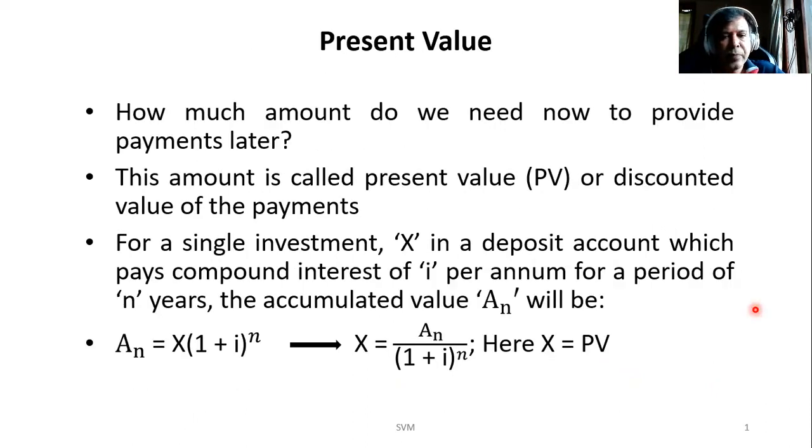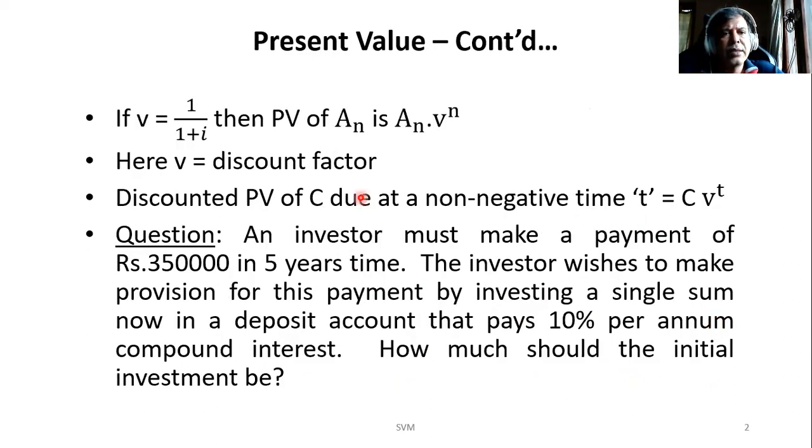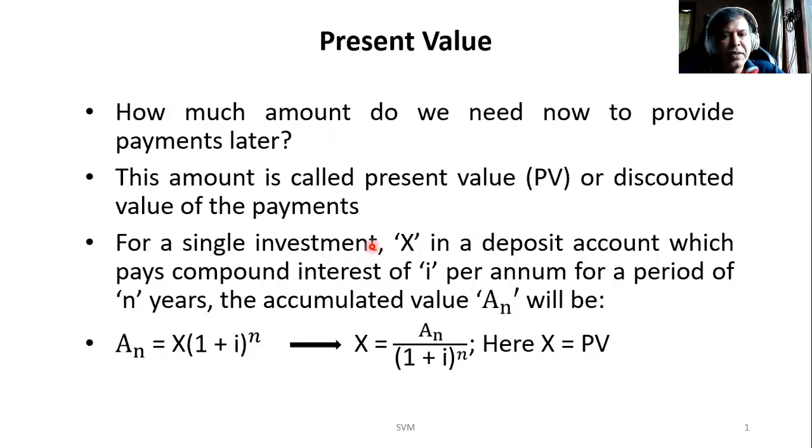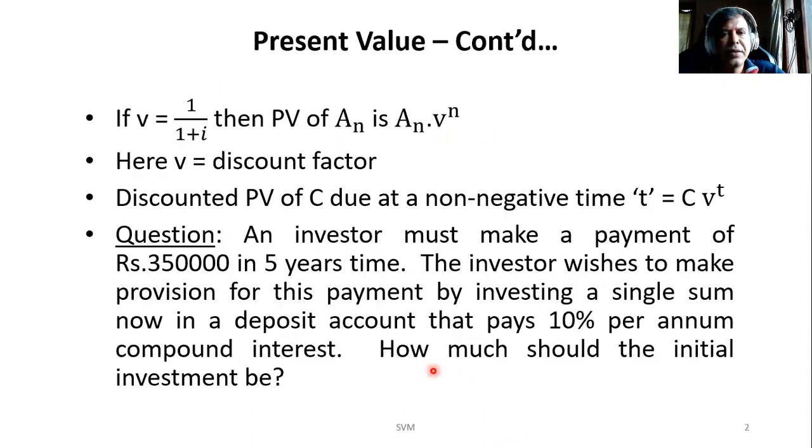Now, in this case, the reciprocal of 1 plus i, meaning 1 divided by 1 plus i, is also called small v. That means I can simply say the present value of the accumulated value A n is A n into the discounting factor. This 1 by 1 plus i is known as the discounting factor to the power of n, because here we may notice there is a power n available. So it is the discounting factor to the power of n. Here v is called the discounting factor.